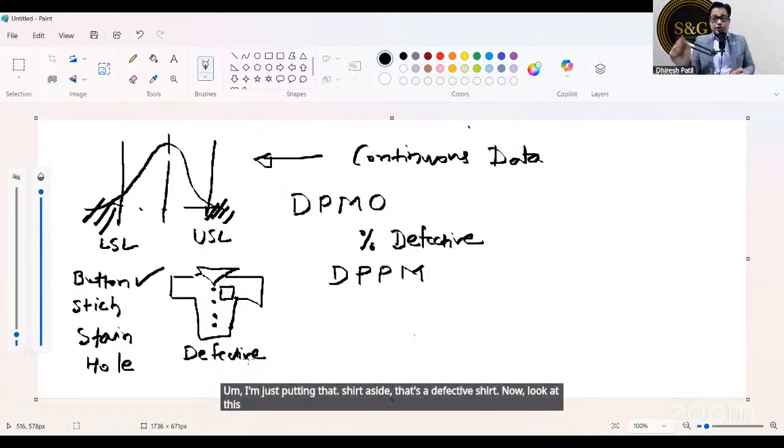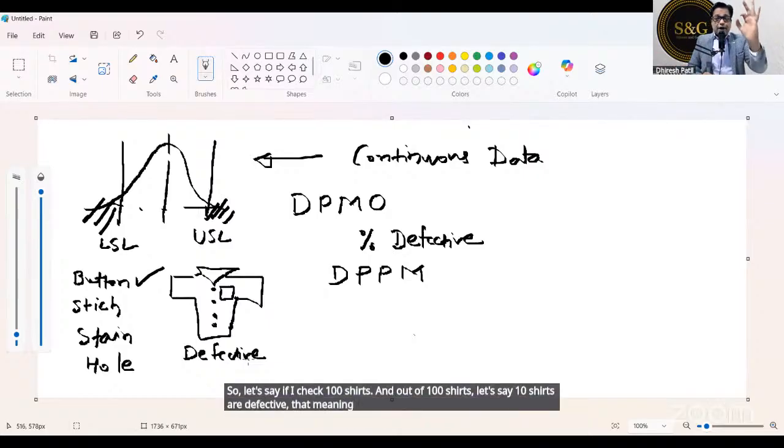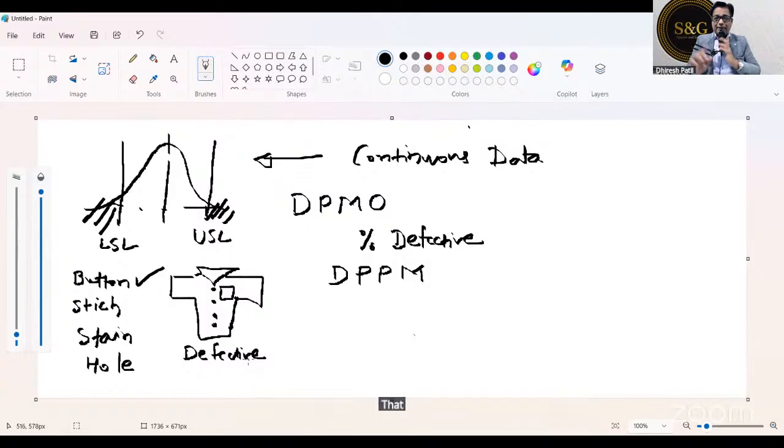This is the original way of percentage defective, or DPPM or PPM, calculation. Let's say I check 100 shirts, and out of 100 shirts, 10 shirts are defective. That means 10% defective. In million terms, it is 1 lakh. That will be PPM. So 10 out of 100 means 1 lakh out of 1 million would be defective. That is the overall calculation of PPM.